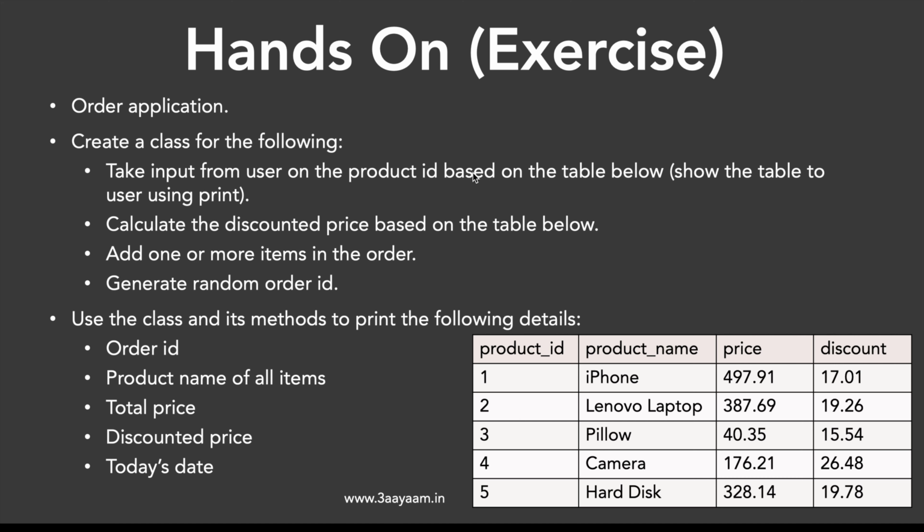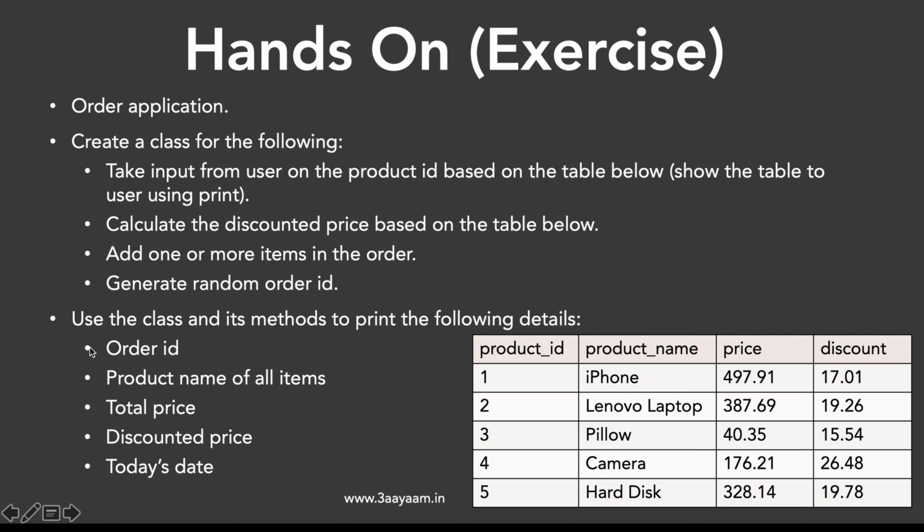There's one hands-on exercise for you also. It is basically an order application. So you have to create a class for the following. First is you have to take input from user on the product ID based on the table below. So you have to show this table to the user using print, and then you'll have to calculate the discounted price based on the table. So you have the price and the discount, and you can add one or more items in the order. You can skip this part also if needed, and generate a random order ID. So the third one, add one or more items in the order, can be skipped if you want.